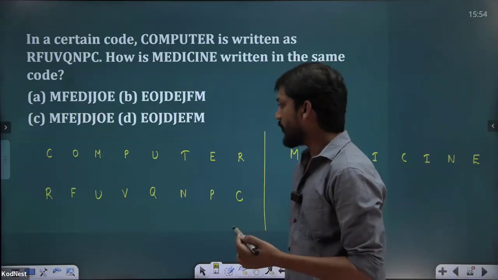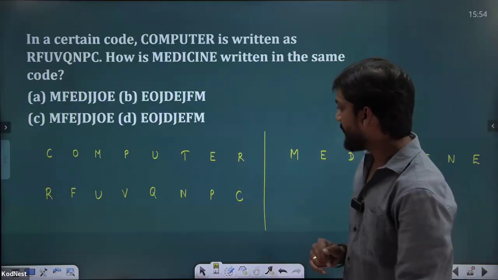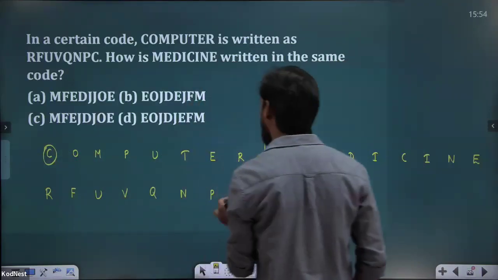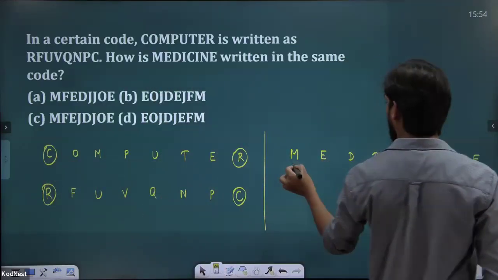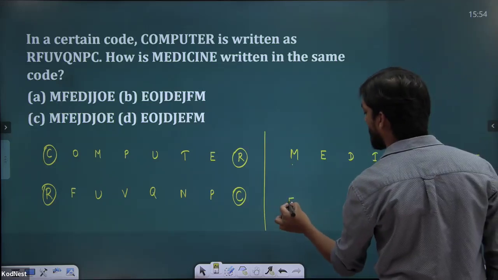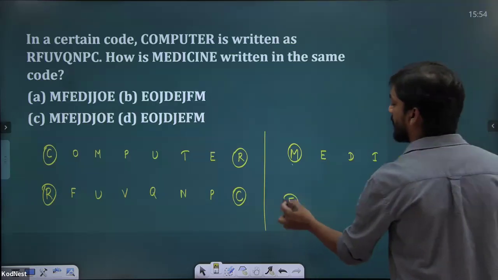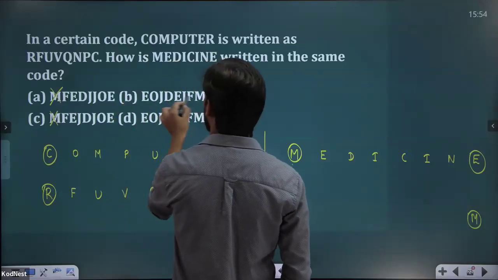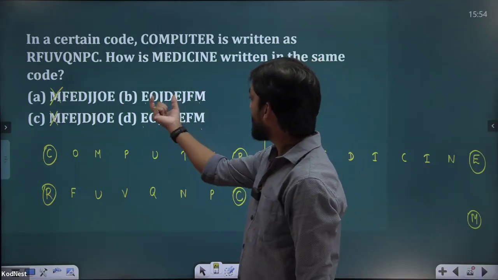Okay. If you carefully observe, in the same place, the letters are not close. But in the reverse way, if you see, this C letter is present at the last place. R letter is present at the first place. So M letter will be present at the last place. E letter will be present at the first place. That is the first thing I will do. Okay. So first one E, last one M. First one E, last one M.